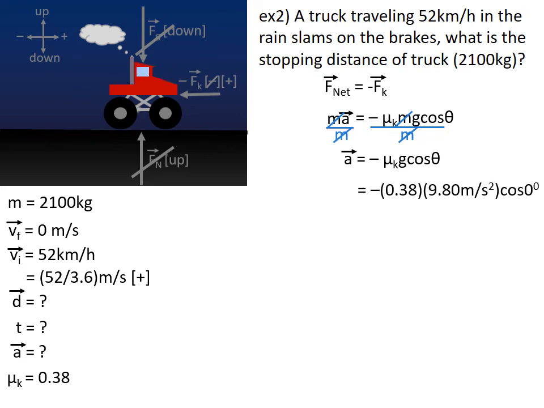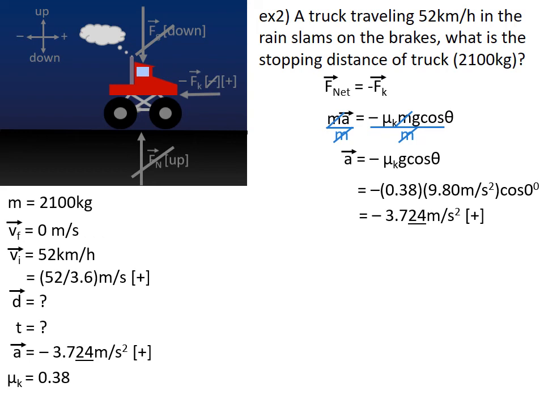So when I sub my numbers in, UK is 0.38, gravity is 9.80 meters per second squared, and it's cos of 0. So our acceleration over this time period is negative 3.724 meters per second squared in the positive direction. So I can now add that to my variable list. So acceleration is negative 3.724 meters per second squared.